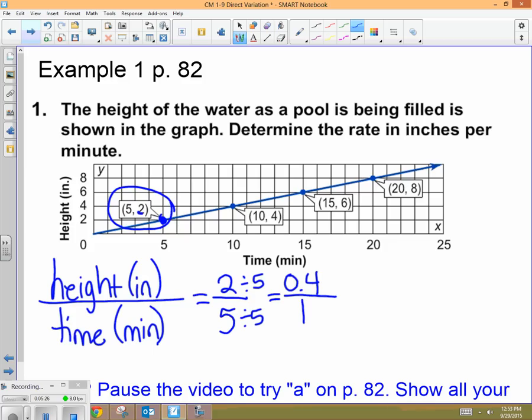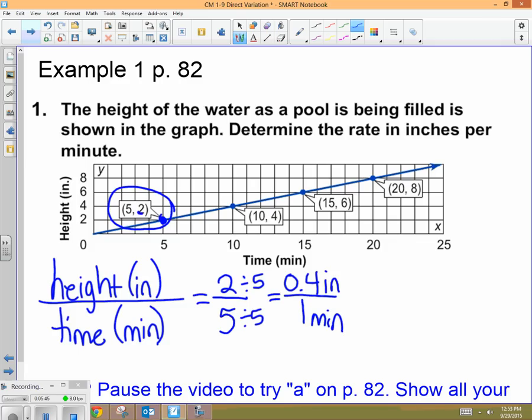So that means at (5, 2), in 5 minutes, it's traveling up 2 inches. In this case, in 1 minute, the water is rising 0.4 inches.